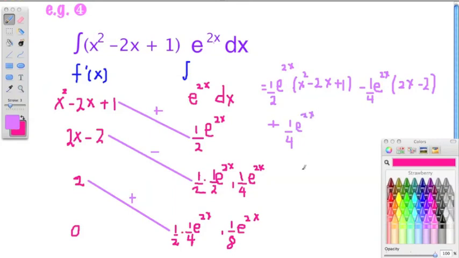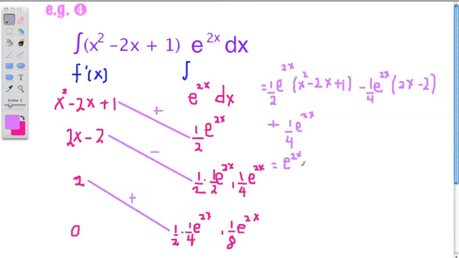So we would get 1 over 4 e to the power of 2x, and then we will expand this function, but we keep e to the power of 2x in the front. So 1 over 2 times x squared minus 2x plus 1, we will get 1 over 2 x squared minus x plus 1 over 2.